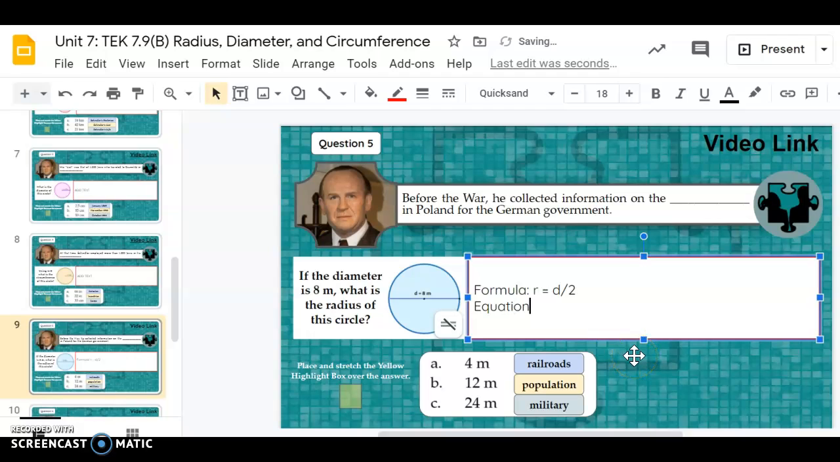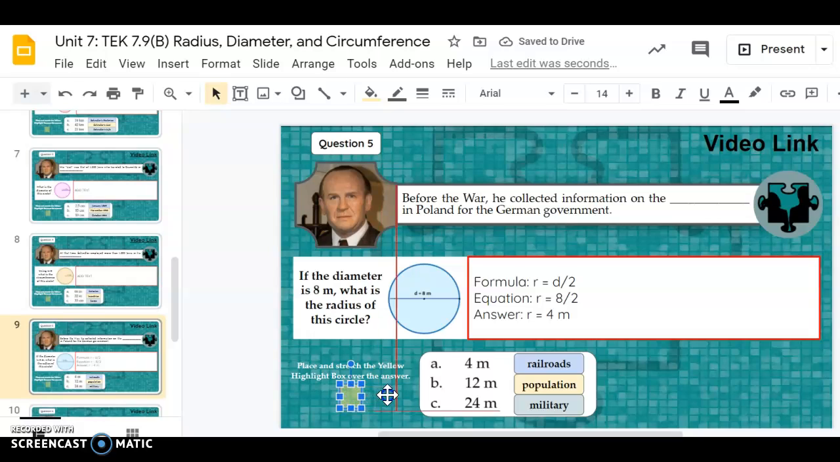So my equation is going to equal radius equals diameter, and it gives me what my diameter is, 8 divided by 2. So my answer is, what's 8 divided by 2? R is 8 divided by 2, or half of 8 is 4. And we're going to put our label on there because it's 4 meters. We put 4 meters. We're going to take this nice little yellow box, find our 4 meters, go over here. We're going to highlight this word and bring it up here.